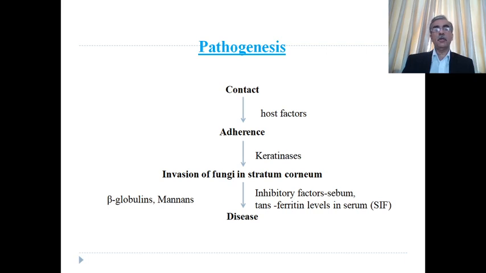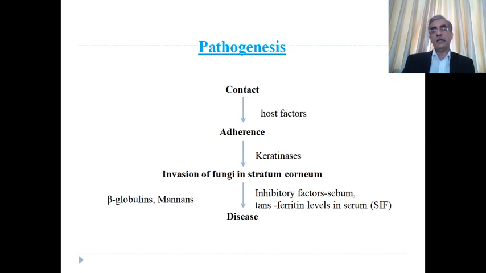So now coming to the pathogenesis: how do these fungal elements cause a disease in a host? When a host comes in contact with fungal spores or fungal elements, the fungal elements adhere to the host, where the host factors are predisposing for this infection, as we have already discussed. After adherence, these fungal elements secrete keratinases, which facilitate the invasion of the fungus into the stratum corneum and cause disease in the stratum corneum.